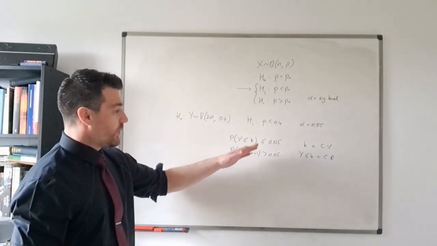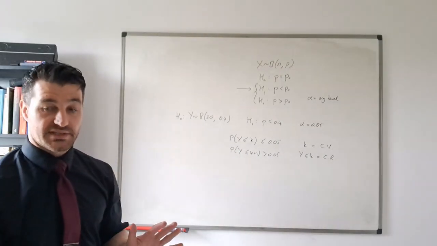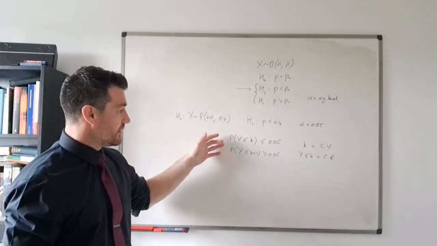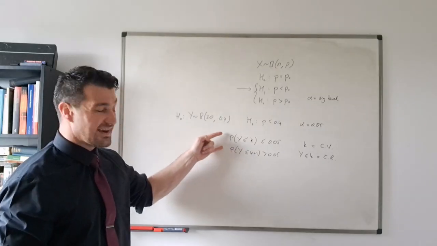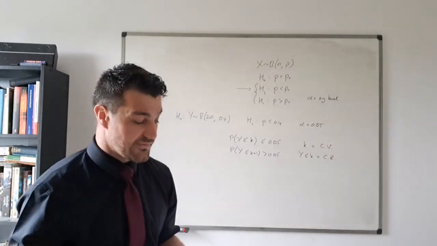So this is what I'm looking for. Where does this transition occur? And these are just cumulative probabilities. Okay, so bearing that in mind, how can I find these? Statistical tables or your calculator, whichever you prefer, right?